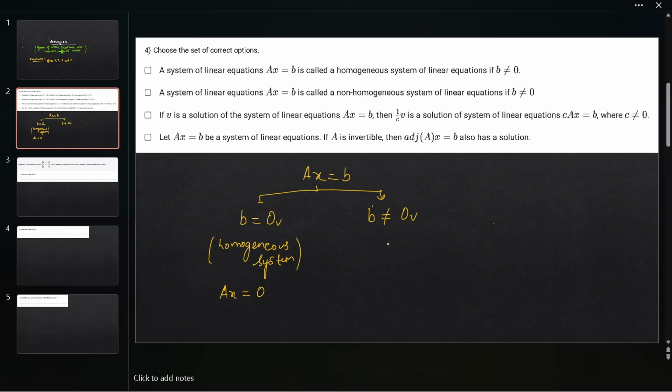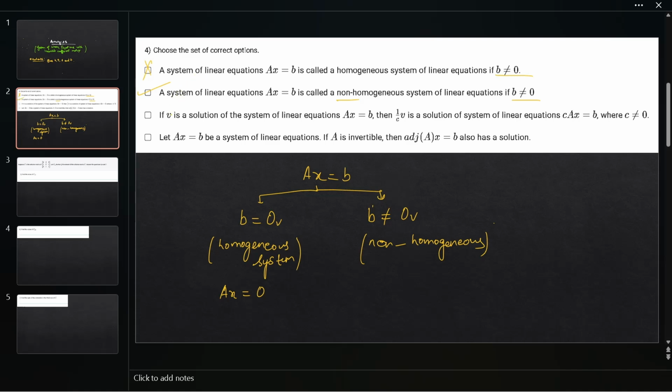Whereas if B is not equal to the 0 vector, then in such scenarios, we call it a non-homogeneous system of linear equations. So this was all about options number 1 and 2. Option number 1 says that if B not equal to 0, then it is homogeneous, so it is wrong. Whereas option number 2 says if B not equal to 0, then non-homogeneous. That means option number 2 is correct.